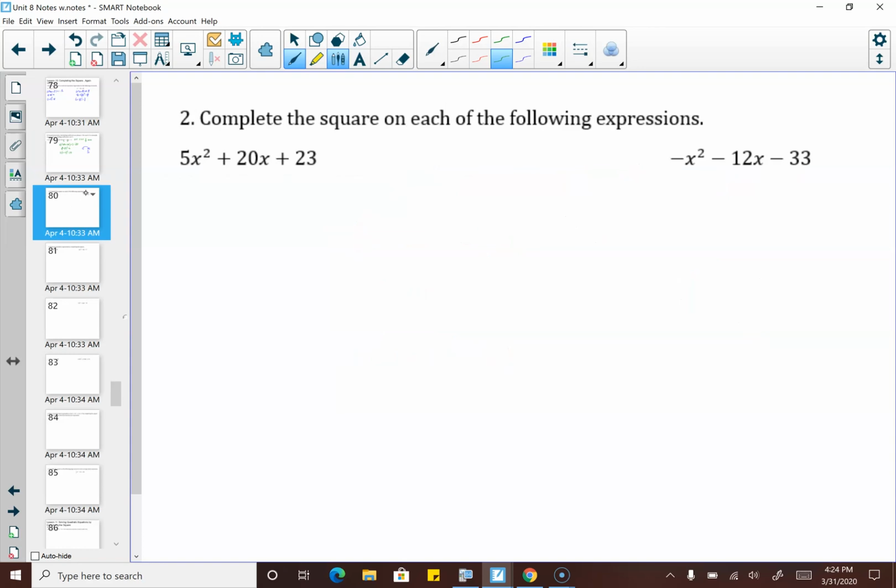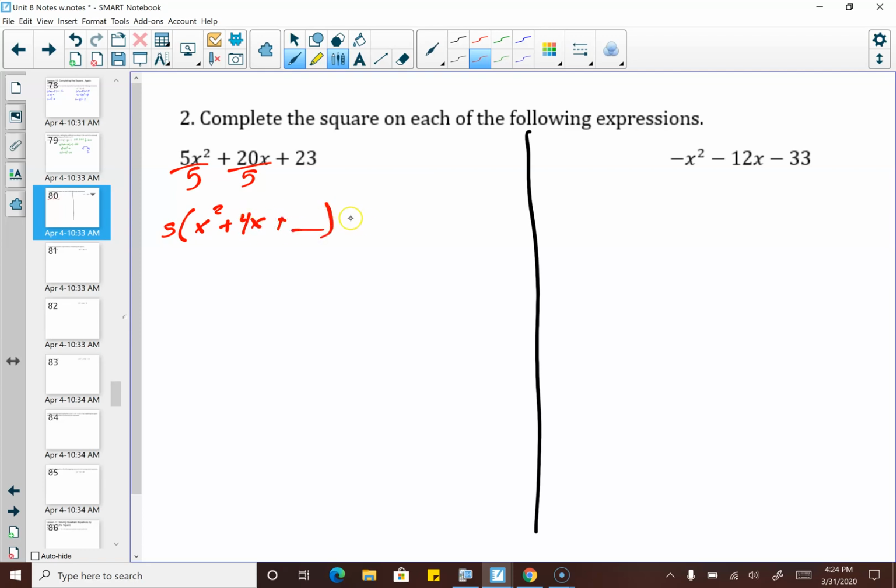In number 2, complete the square for each of the following expressions. So we're going to do the same thing here that we just did. We have a number in front of x squared, so we're going to GCF just the first two. So we'll take out the 5, x squared plus 4x plus a line, plus 23 minus a line. So now we take that 4. 4 divided by 2 is 2, and then 2 squared is 4. So inside that line goes a 4, but then what goes on that back line?